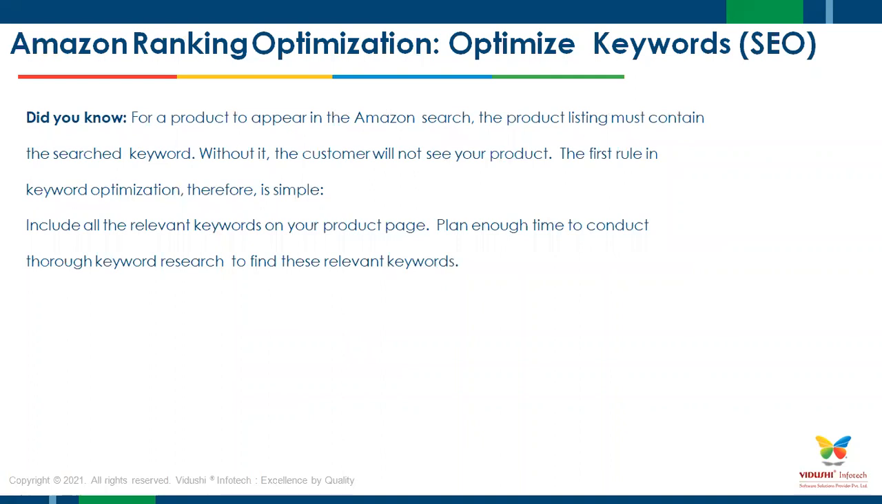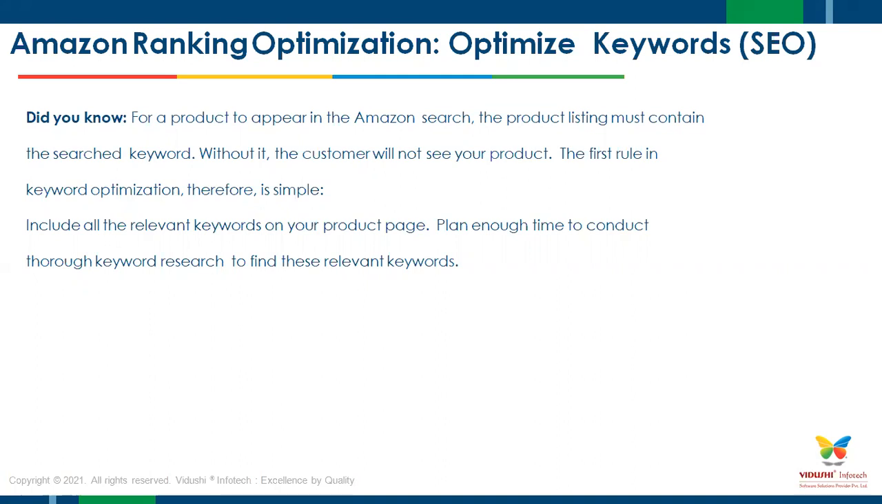Amazon ranking optimization. The point, optimize keywords. You can say it is an SEO practice. For a product to appear in Amazon search, the product listing must contain the searched keyword. Without it, the customer will not see your product. The first rule in keyword optimization, therefore, is simple. Include all the relevant keywords on your product page. Plan enough time to conduct thorough keyword research to find these relevant keywords.